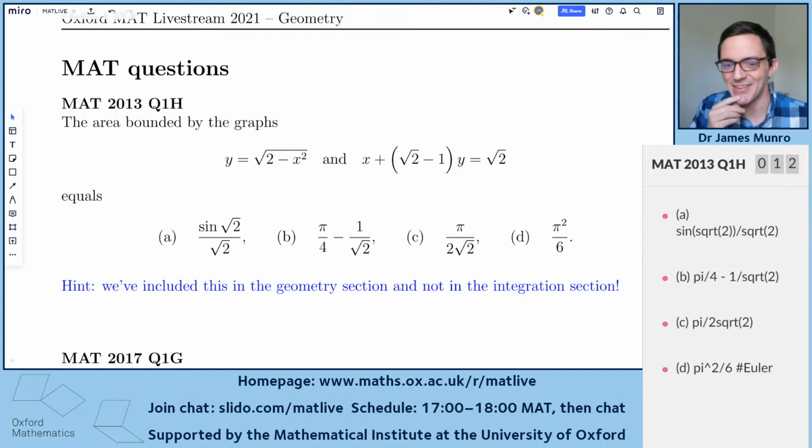I'll talk. Here's a math question. It's math 2013, question 1H. We're asked for the area bounded by the graphs, square root 2 minus x squared, and x equals root 2 minus 1. Y equals root 2, which has lots of root 2's in, which makes the root 2 option look very tempting, but we're going to work this one out.